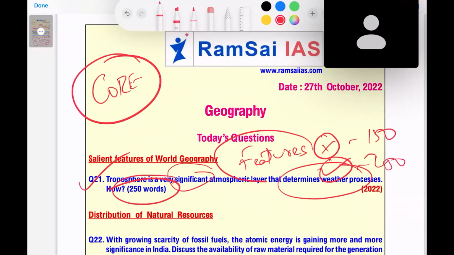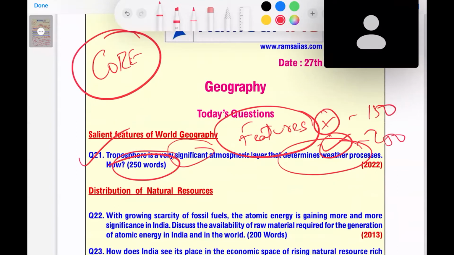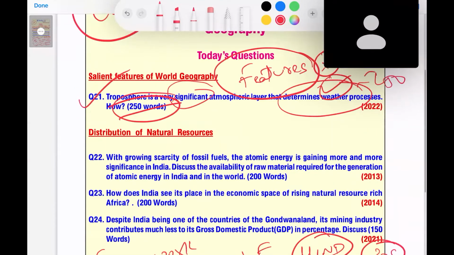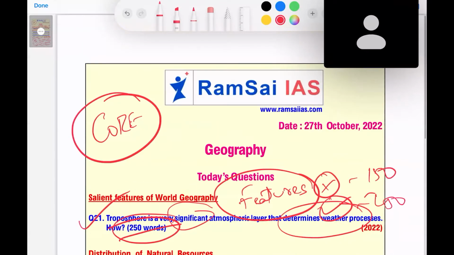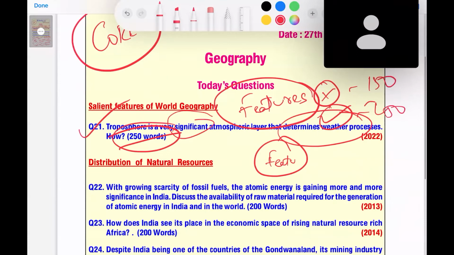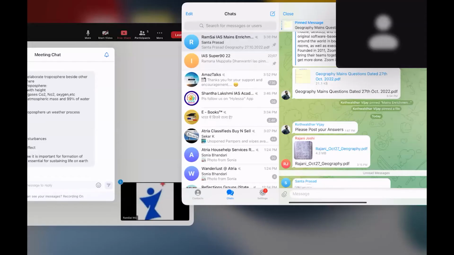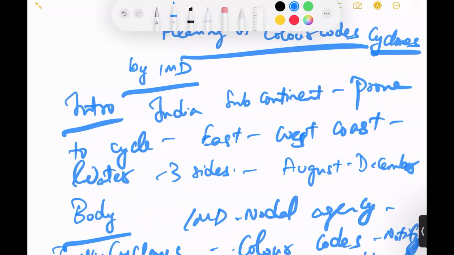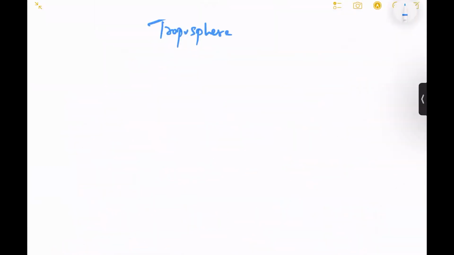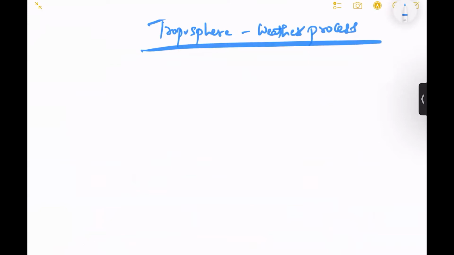If it's a 150 word answer, I'll simply write the same features in a diagram like this: features 1, 2, 3, 4, 5. Even in a 150 word answer, I can accommodate features by intelligently using diagrams. But here I'll take more of the features into the picture because it's a bigger, essay type answer. So the question is the importance of troposphere in determining the weather process.